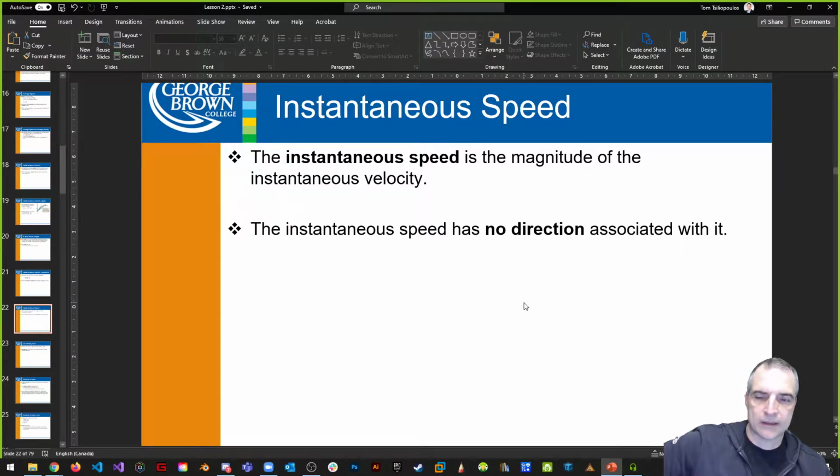So again, instantaneous speed then is the magnitude of the instantaneous velocity, all right? The instantaneous speed has no direction associated with it because we don't care about direction when it comes to speed. It's just distance over time. So the total magnitude of the distance.